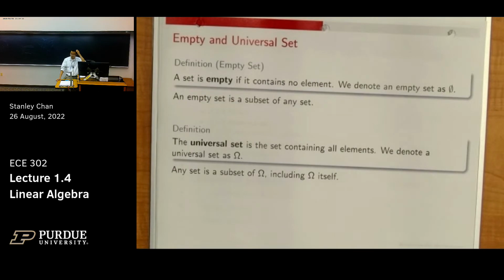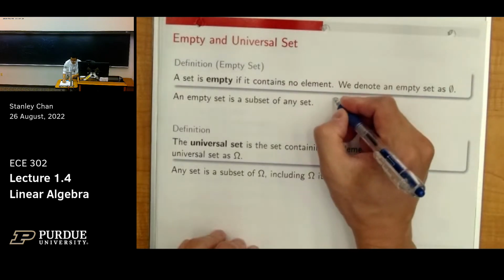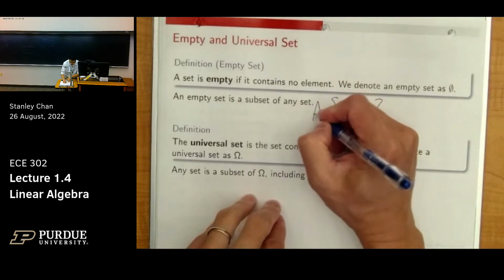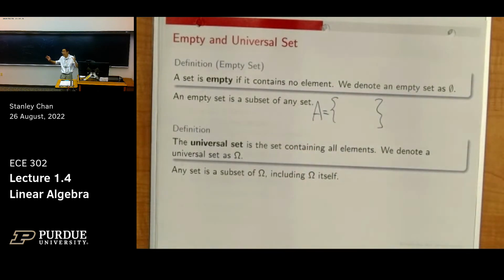There is a notion of the empty set, and there's also a notion of a universal set. An empty set, as it is called, just doesn't have anything. But pay attention to this: the empty set is a set. I call A equal to this. The empty set is not 0. The size of the empty set is 0, but the empty set is not 0. Is it clear? All right.